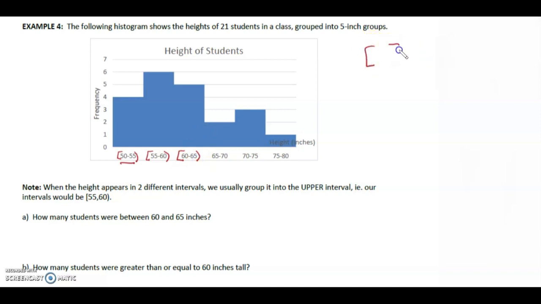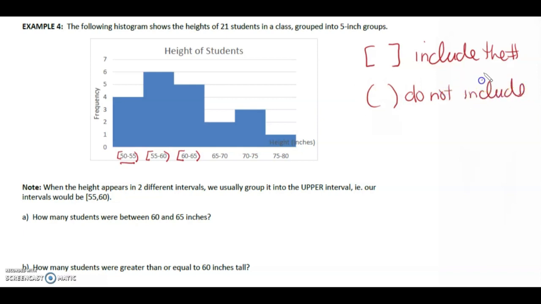So just as a recap, square brackets include that number, and round brackets do not include the number, okay? And so on. And then the height of the students, the frequency is up the y column, basically the y-axis. Okay, and I already explained this, but note when the height appears in 2 different intervals, such as this 55, it is appearing in the 2 intervals. What we usually do is we group it into the upper interval. So it's included, like 65 is included here, 70 is included here, 75 is included here.